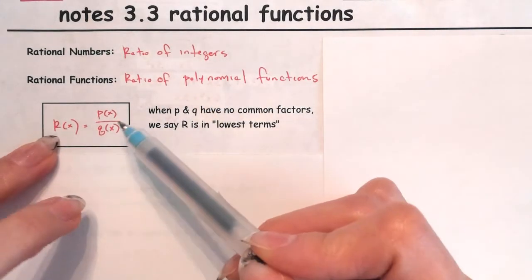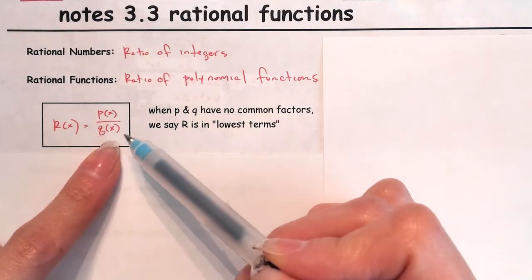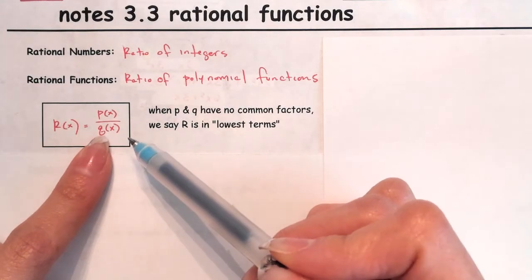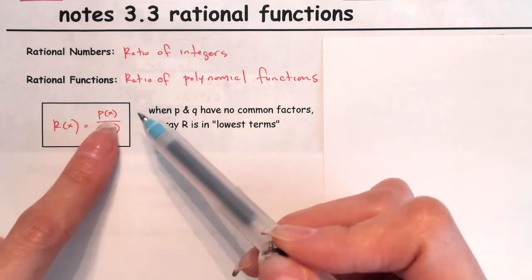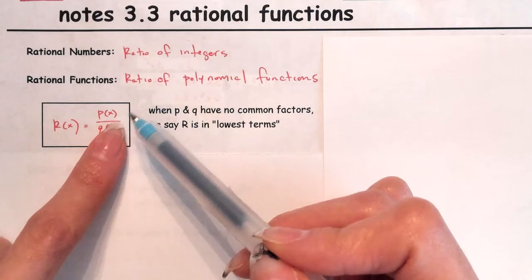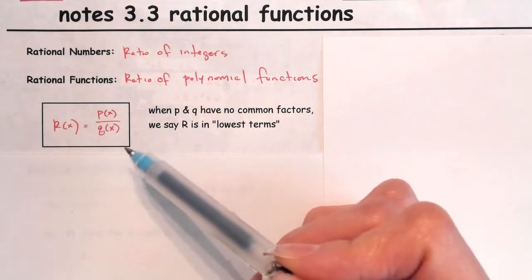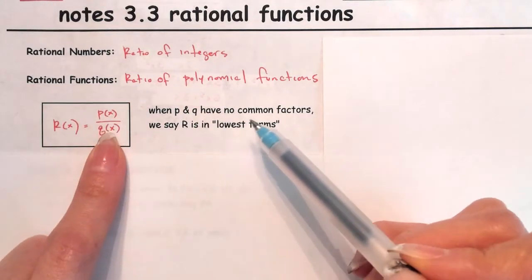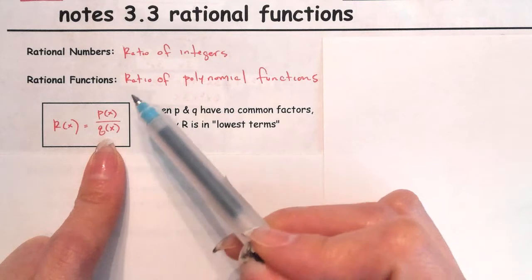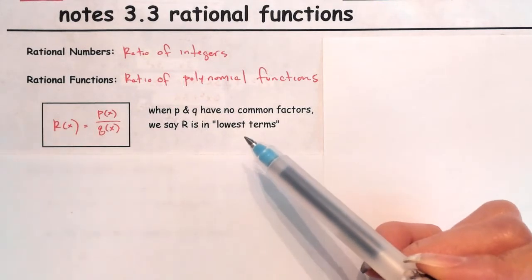So something like, x squared plus 1 over x. So something like that, right? It's a polynomial function on top, polynomial function on the bottom. Technically, even if you had like x plus 1 over 1, those are polynomial functions. So that's a rational function. So this says when P and Q, when the top and the bottom have no common factors, there's nothing that can be divided away, we say that R is in lowest terms.